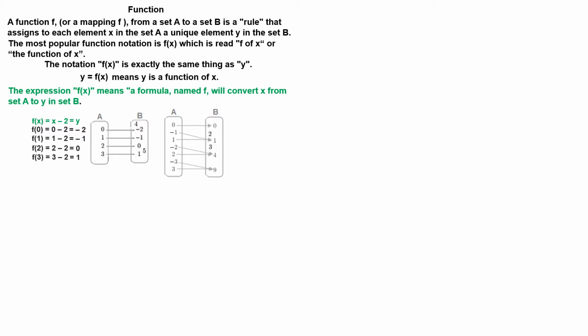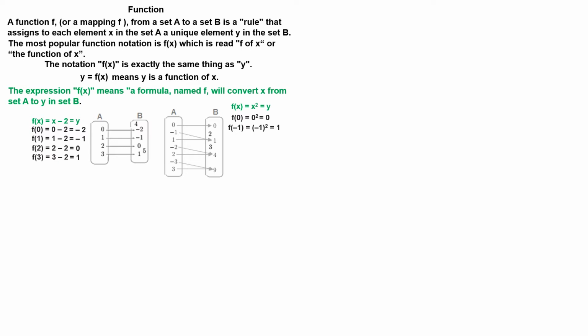Take a look at the second example. The rule is: take x in the set A and square it. Let's check it out. f of x equals x squared. When we write f of 0, we mean apply the rule f to the number 0, and the rule is square 0. When we write f of minus 1, the rule is square minus 1.